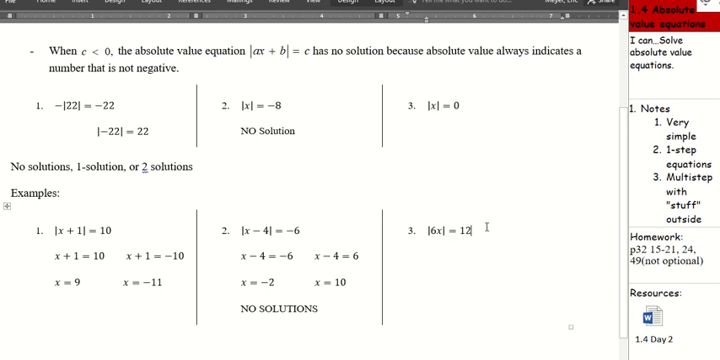Now let's try this one. I have to write it twice. That's my step 1. 6x equals negative 12, and 6x equals positive 12. Now I need to solve both equations.